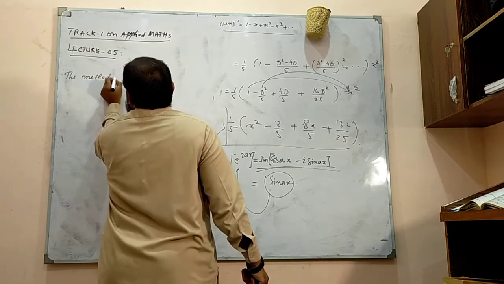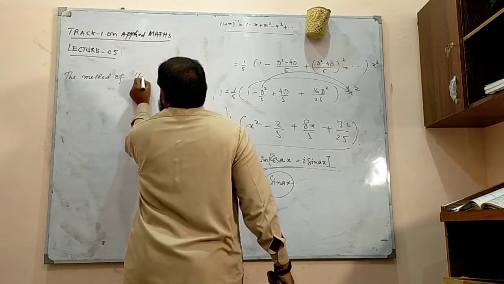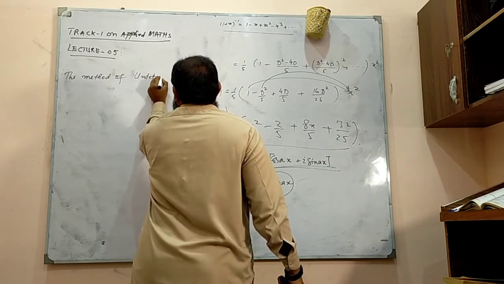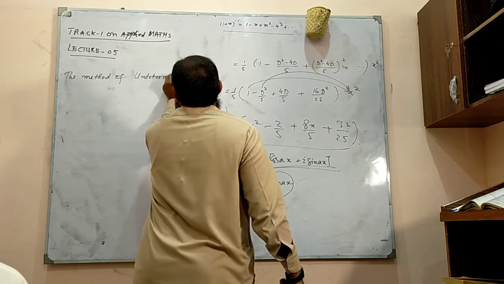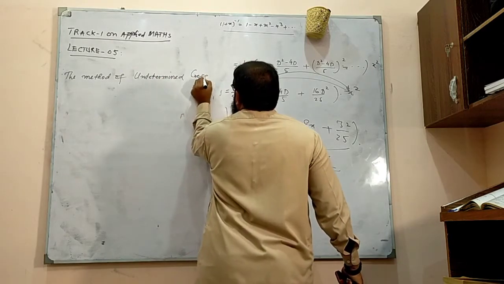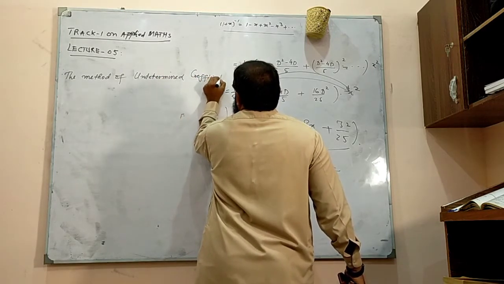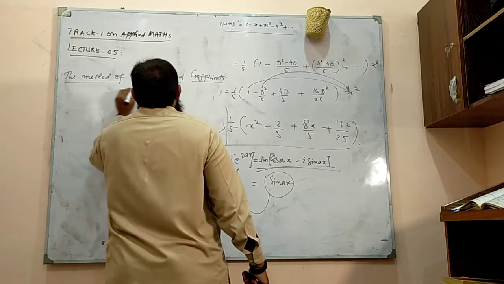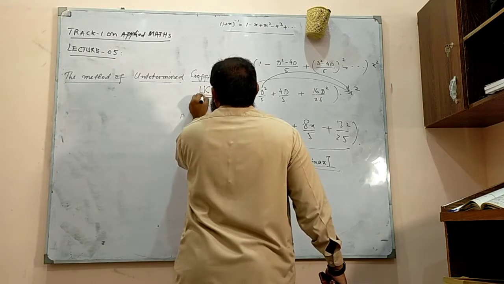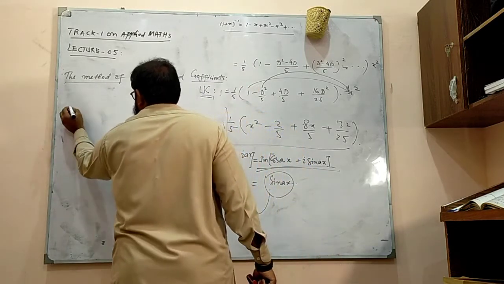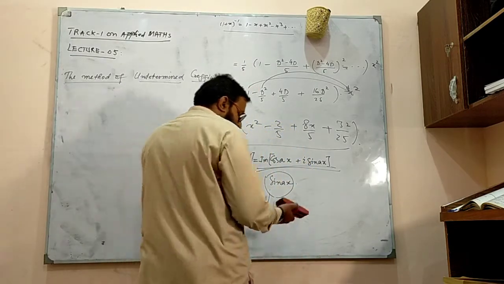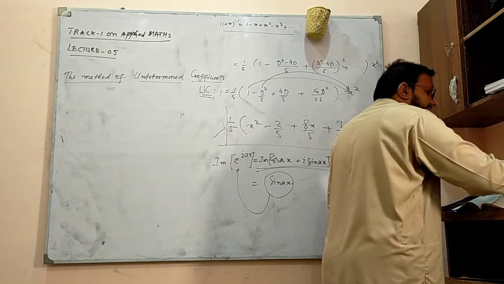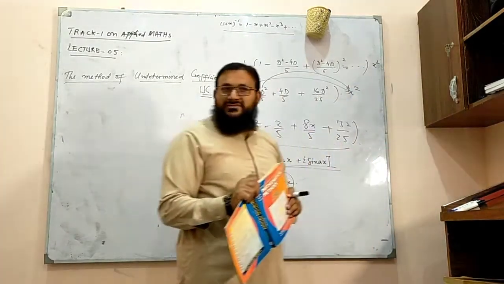So the method of undetermined coefficients, in short what we call UC. So again the idea would be same. We find complementary function with the help of same method.